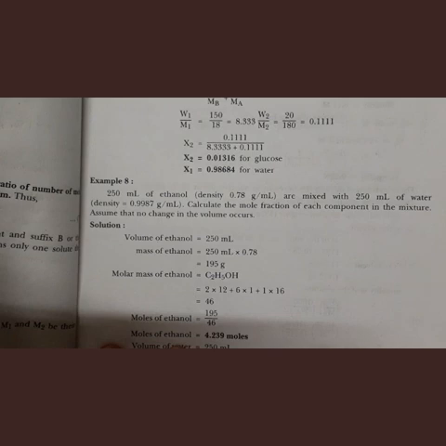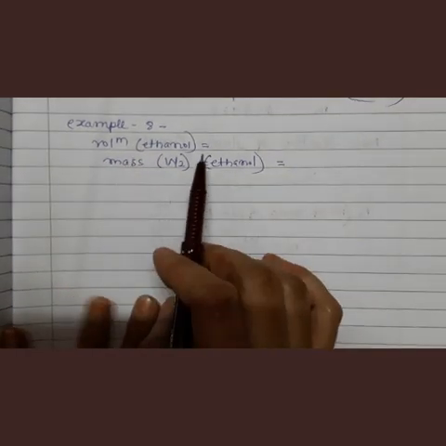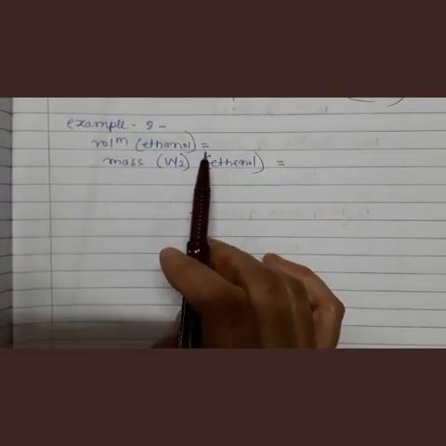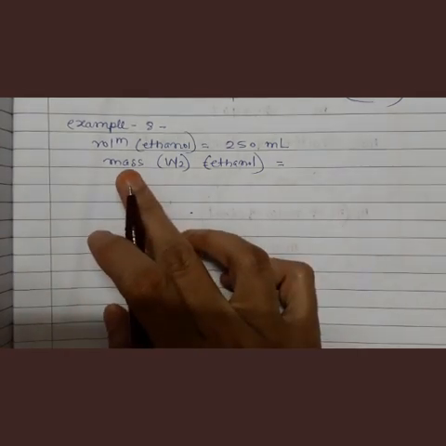Because for finding mole fraction, we need to know the number of moles, n. And for finding n, we need to know mass and molar mass. So first we have to find mass by using volume and density. Then we will calculate molar mass, then the number of moles, and at the end we will find mole fraction. So first, the volume of ethanol they have given is 250 ml. Now we have to find the mass of ethanol.